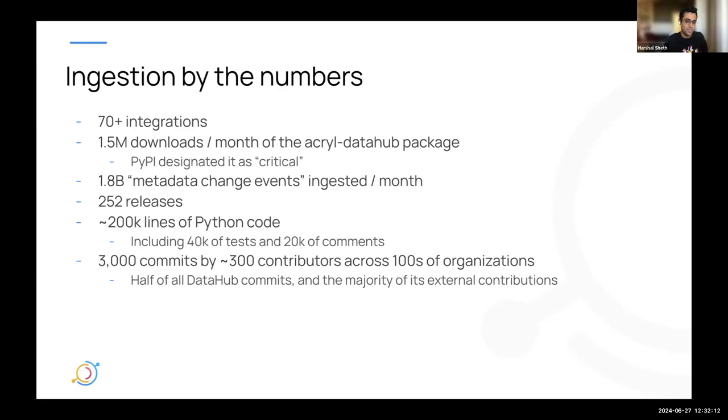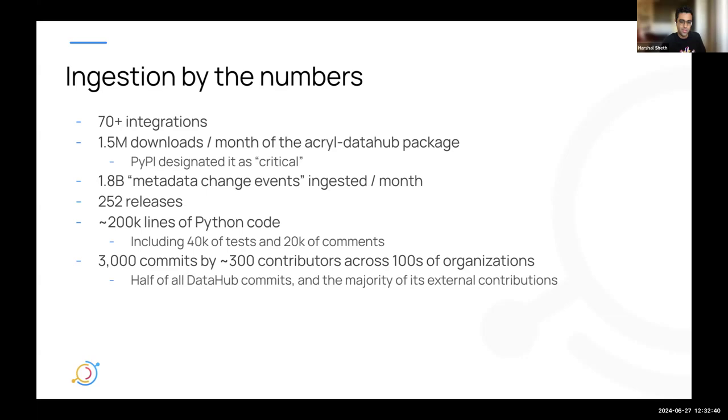People are using it to ingest 1.8 billion MCPs. Those are basically little nuggets of metadata that the framework generates. 1.8 billion every month, and that number is steadily going up. We've got 250 releases, 200,000 lines of code, and a decent ratio of tests and comments, but it can always be improved.